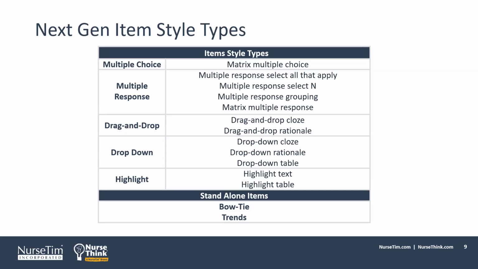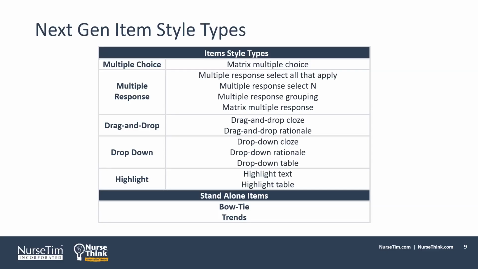So what are the various styles that NextGen has demonstrated to us? Well, they have 5 main item styles that fall within the cases: multiple choice, multiple response, drag and drop, drop down, and highlight. And with each of those 5 categories, there are several styles found within that. So when we're talking about a multiple choice, their style is a matrix multiple choice. That means there's only going to be one answer in each row.